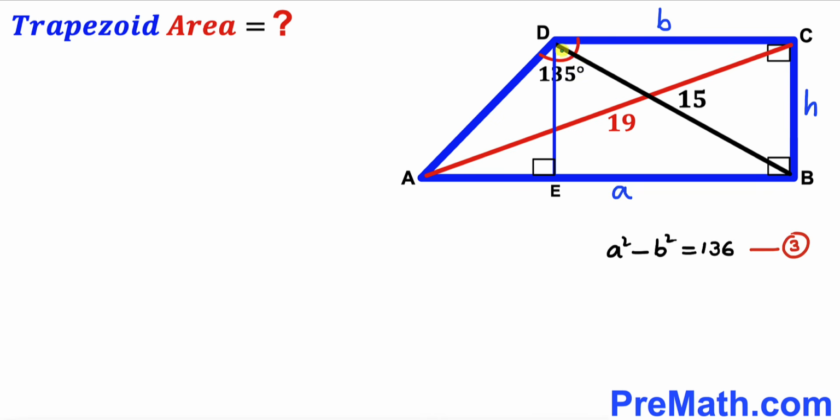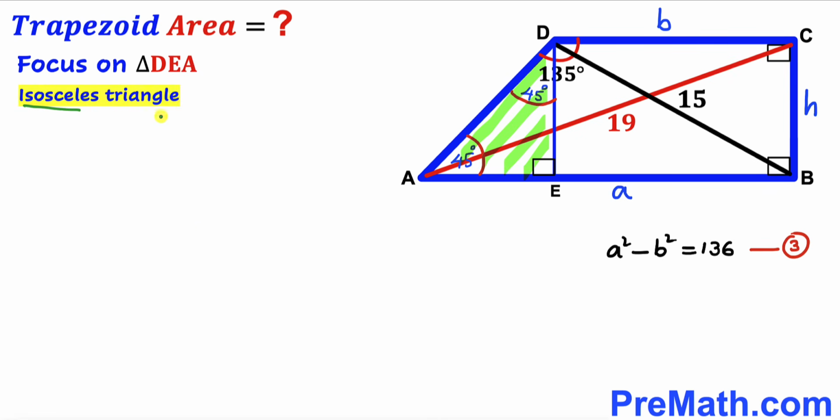In this next step, I have dropped this perpendicular DE on this base AB. Then we can see this is our 90 degree angle, and the whole angle is 135. So this remaining angle ADE has got to be 45 degrees. Now we know that this angle is a 90 degree angle, and this is our 45 degree angle. So this remaining angle has got to be 45 degrees as well. Now we are going to focus on this right triangle DEA. We can see this is an isosceles triangle, since this angle is 45 degrees and this angle is 45 degrees as well.